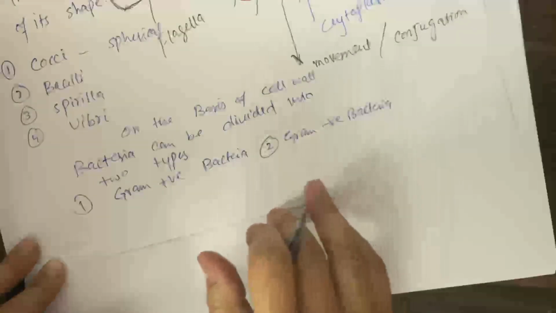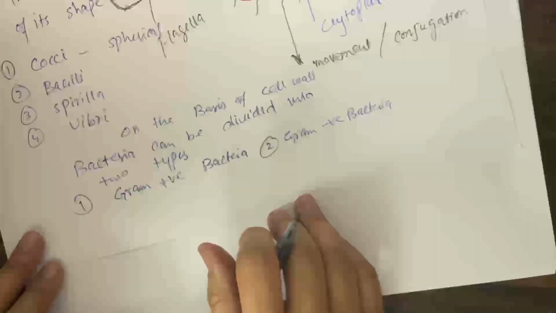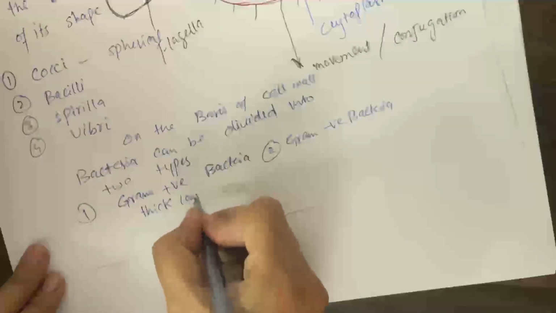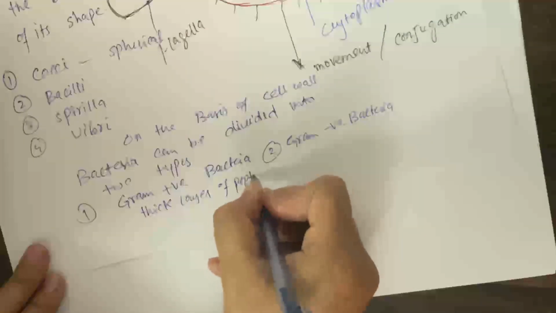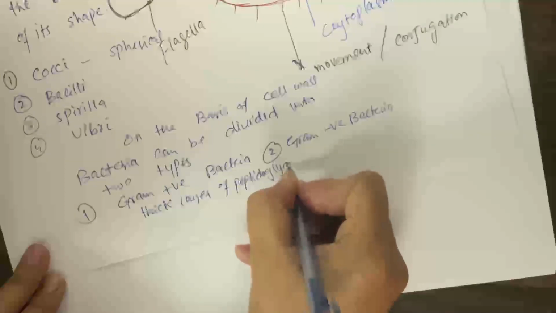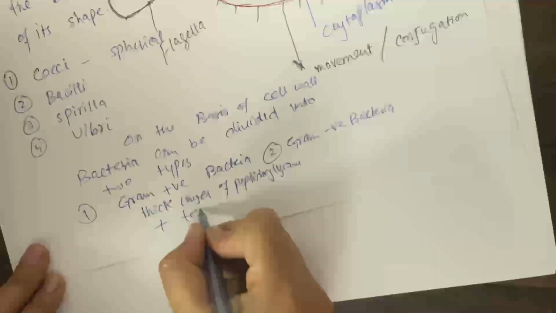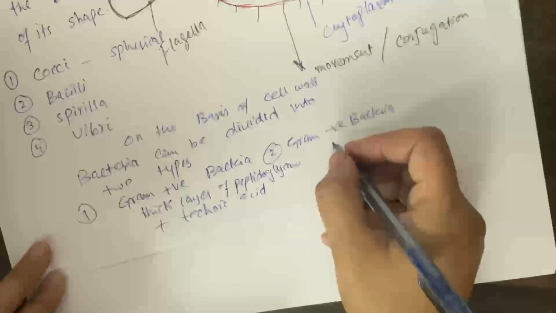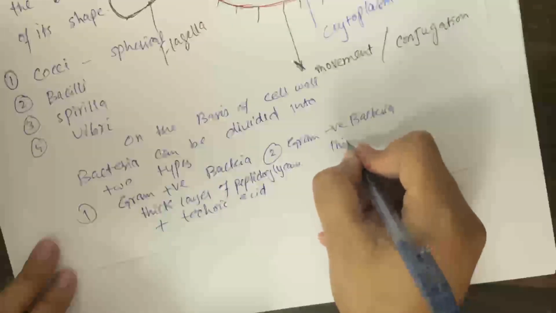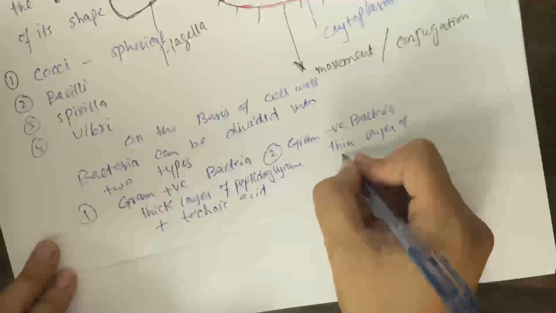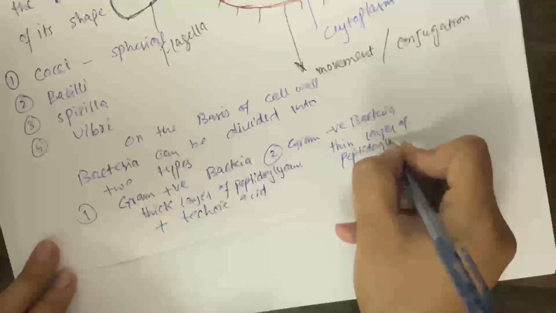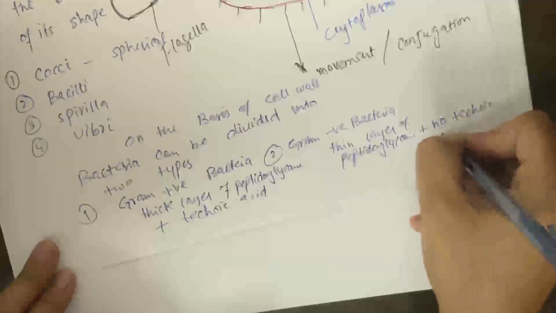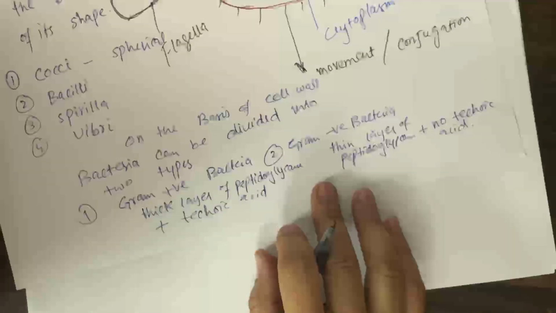Gram-positive bacteria is having a thick layer of peptidoglycan with a lot of teichoic acid. And gram-negative bacteria is having a thin layer of peptidoglycan with no teichoic acid.